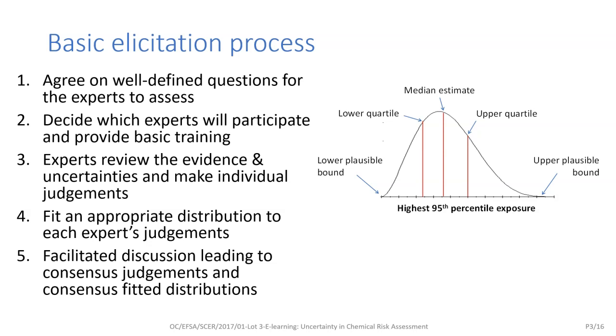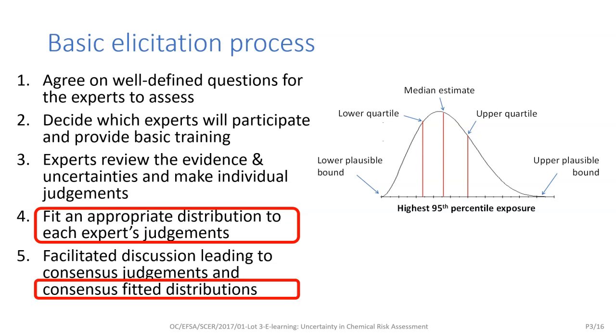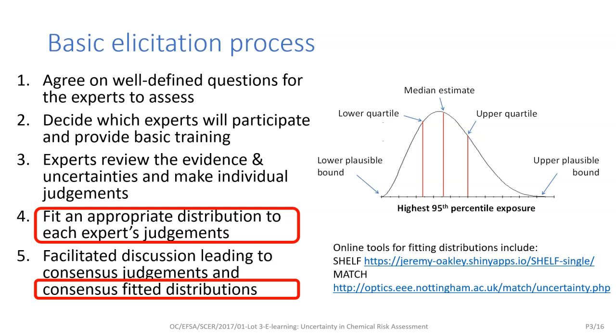The basic minimal steps to elicit a distribution are similar to those I described for assessing overall uncertainty in presentation 2. The key difference is that we are working with distributions here, so the facilitator needs to fit an appropriate distribution to each expert's judgments and then also to the consensus judgments. Various tools for fitting distributions are available online, but eliciting and fitting distributions well requires specialist expertise, so it is advisable to seek support, which is available from EFSA's Cross-Cutting Working Group on Uncertainty or the Assessment Methodology Unit.